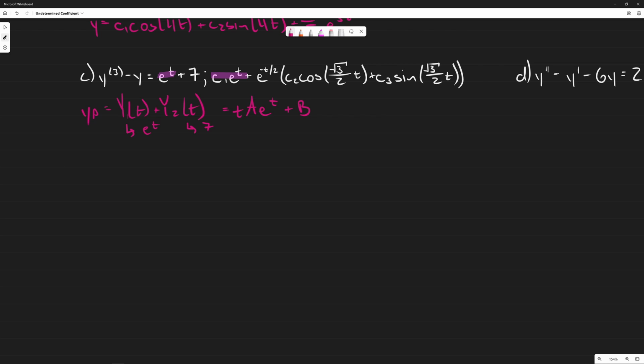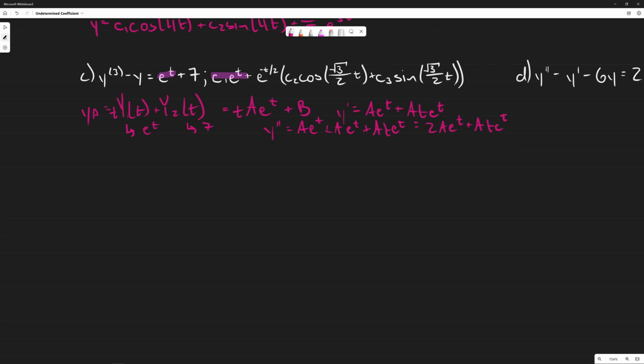And so we only multiply t by this function, or y1, and then leave the y2 alone. When you take the derivative, y prime will just be, oh great, chain rule, a e to the t plus a t e to the t, and then our y double prime will be a e to the t plus a e to the t plus a t e to the t. And so that would just be 2a e to the t plus a t e to the t.